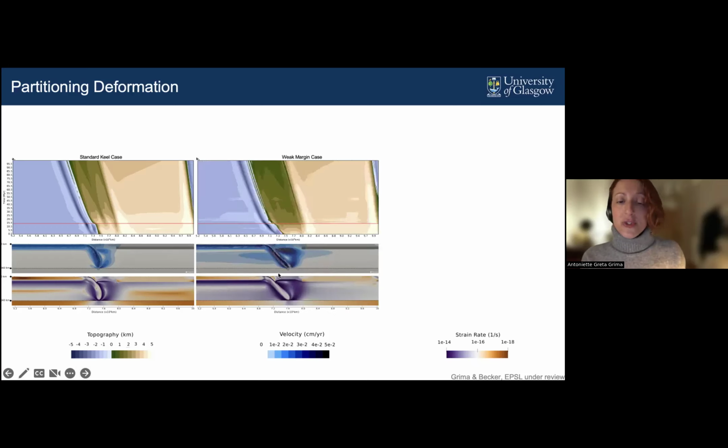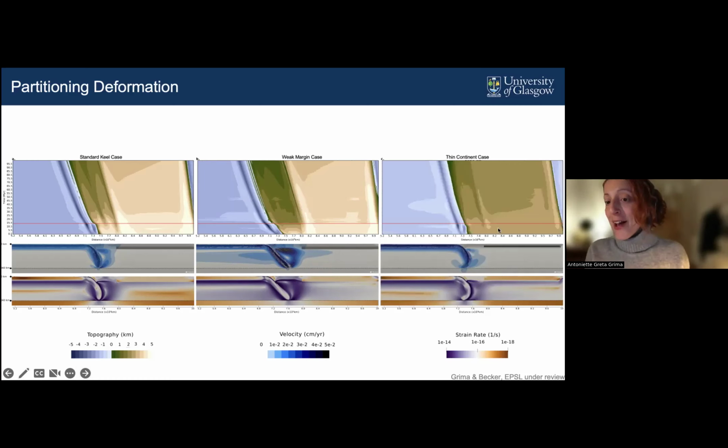And this trend is even more pronounced when we have a weaker margin. And in this case, we see that we not only have one partitioning, velocity partitioning within the continental margin, but actually we have 4. And the strain rate localization within the margin is actually higher in this case. And we see that the deformation front within the continental margin is wider, and it has considerably more subsidence. And we also see multiple basins forming.